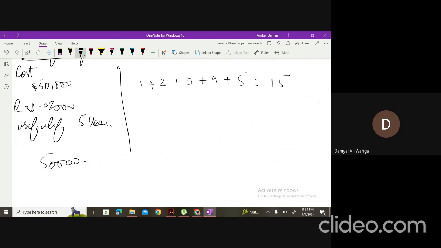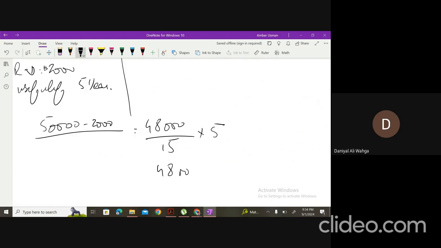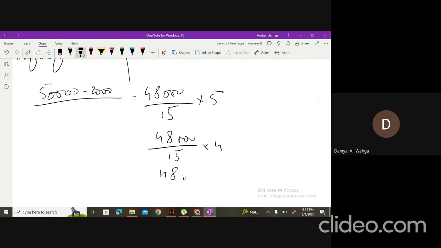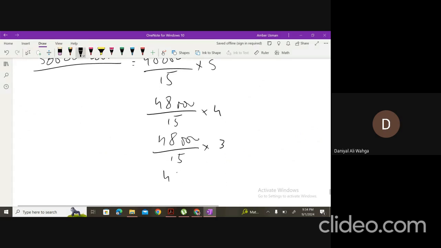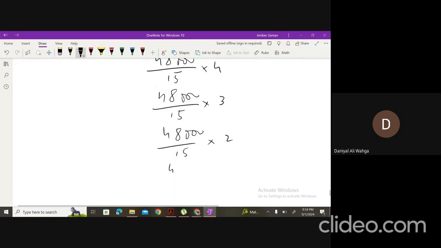So 50,000 minus 2,000 creates a depreciable amount of 48,000. Then 48,000 divided by 15 multiplied by 5. 48,000 divided by 15 multiplied by 4. 48,000 divided by 15 multiplied by 3. 48,000 divided by 15 multiplied by 2. And 48,000 divided by 15 multiplied by 1.